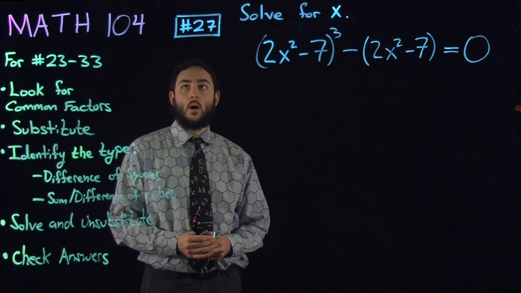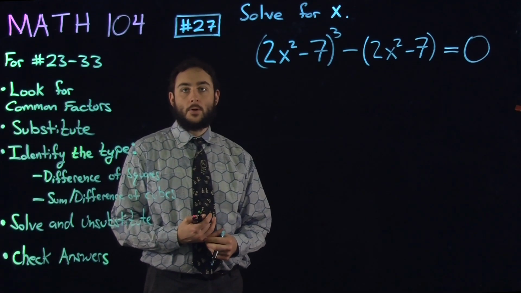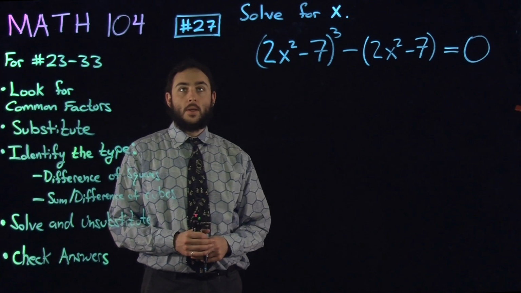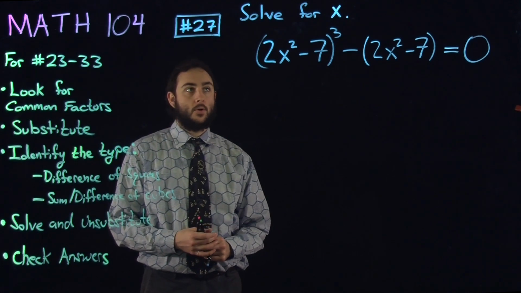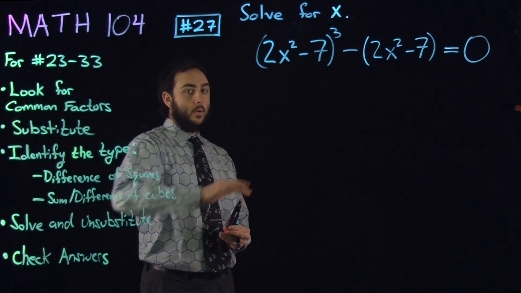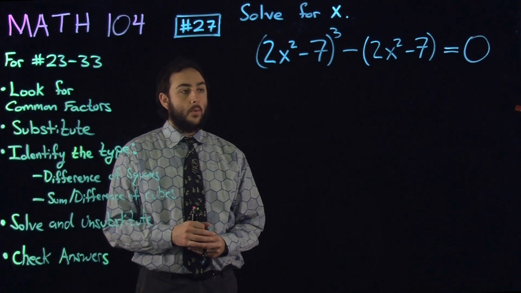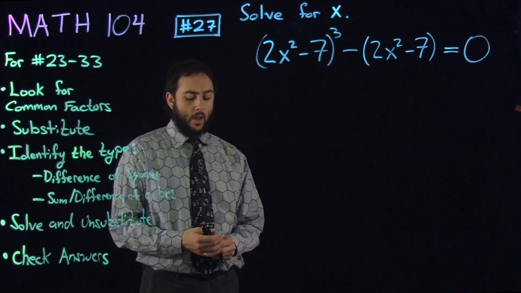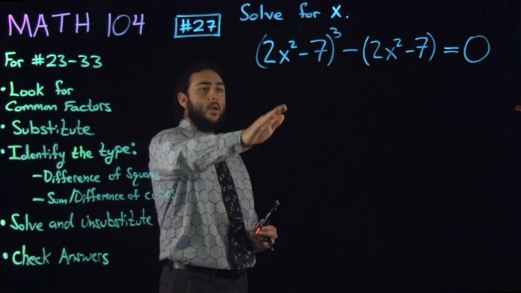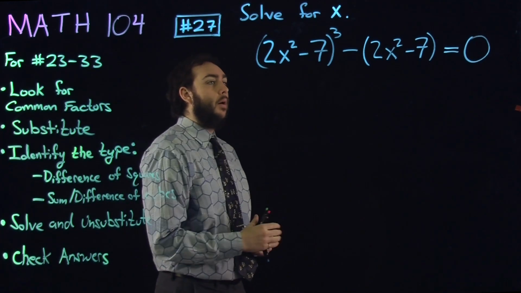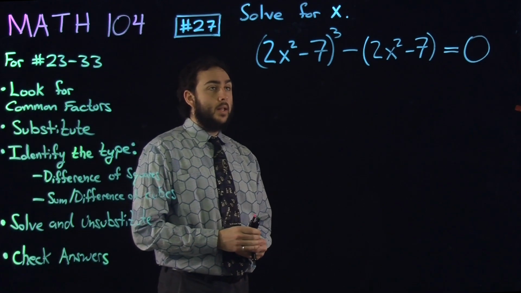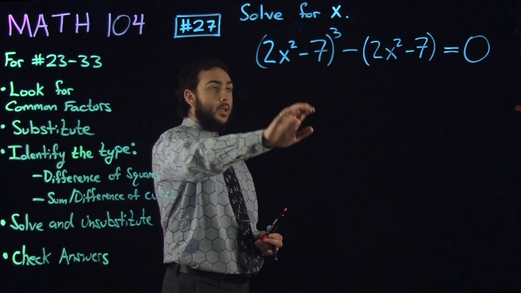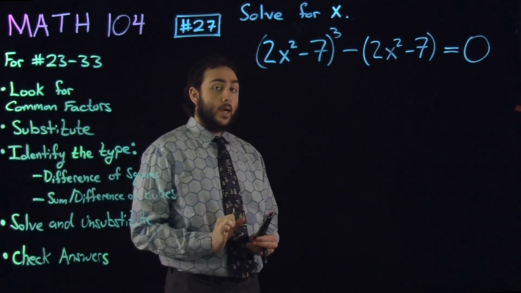Hello again. We are continuing to work on the gateway questions for Math 104. This is question number 27, solve for x in the following equation. One technique that is rather handy in these types of problems is to notice that 2x squared minus 7 appears multiple times in this equation. Here it's being cubed, and here it's being subtracted.